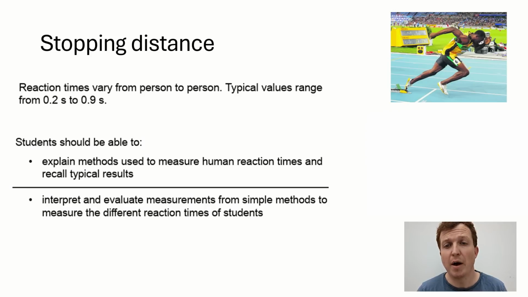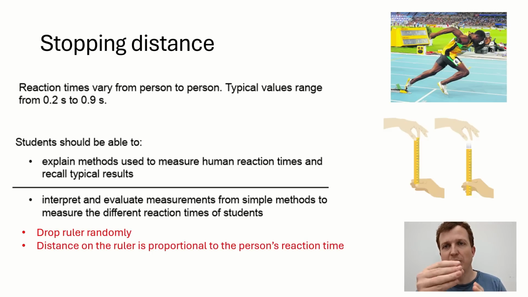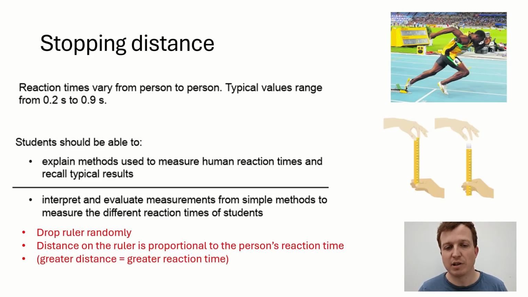You do need to know a brief rundown of the practical in biology for how to measure it. So it's this kind of thing here where you've got the ruler and you're dropping it. A method on how you do that would be to drop the ruler at a random time without counting down so the person can't predict it. You then catch it. The distance up the ruler at which you catch it is proportional to the person's reaction time. A greater distance means a greater reaction time.